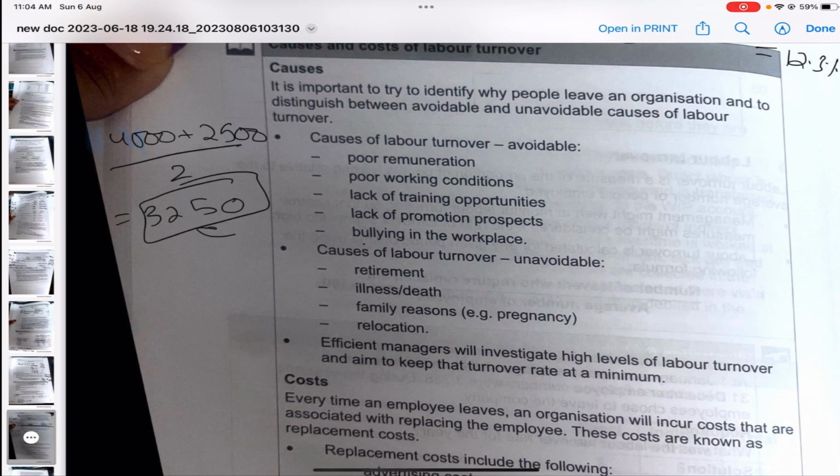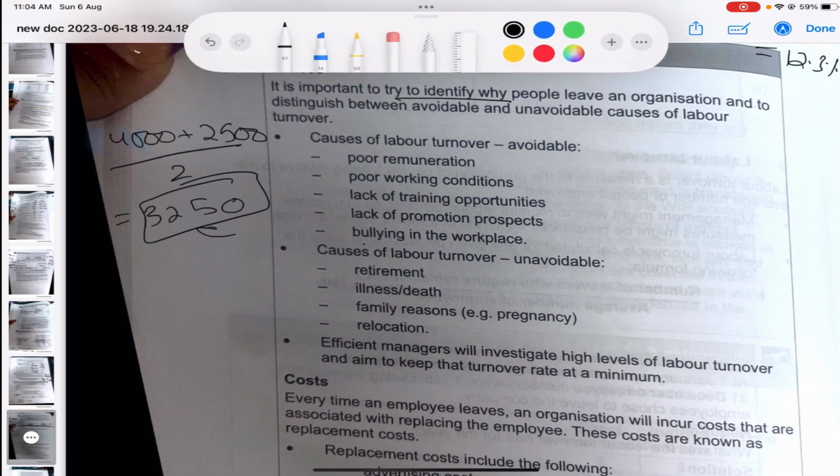Causes. Now what are the causes of labor turnover? Why does labor turnover happen in the first place? So it is important for us to try to identify why people are leaving the organization. You need to be aware and you need to know why is this situation happening in the first place, right? So what are some things which are avoidable? Poor remuneration. So if you are giving them low remuneration, then nobody will have the incentive to stay in your organization. So this is one thing which you can change in your organization. Poor working conditions. Again, if there is a bad working condition, why would somebody want to work? So that is also avoidable since you can change it.